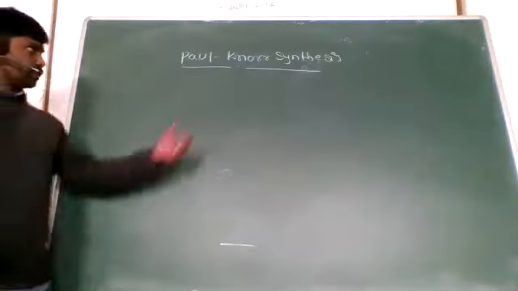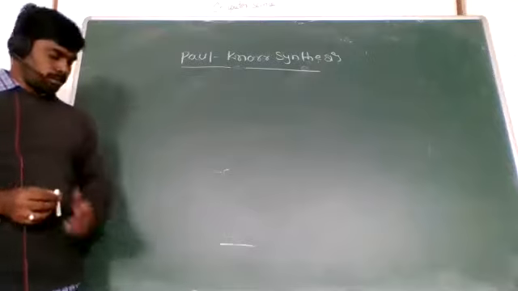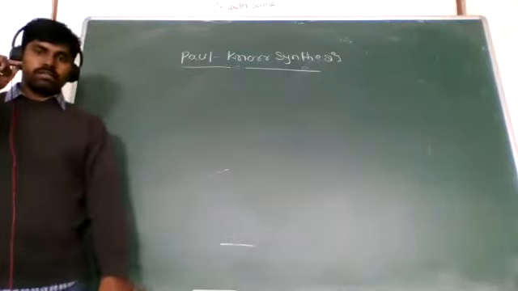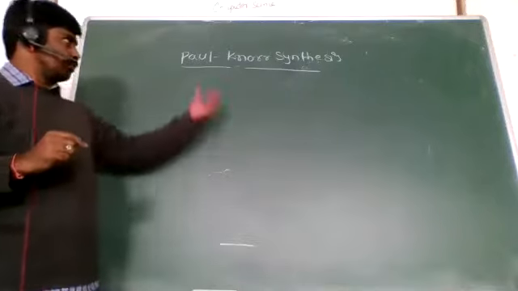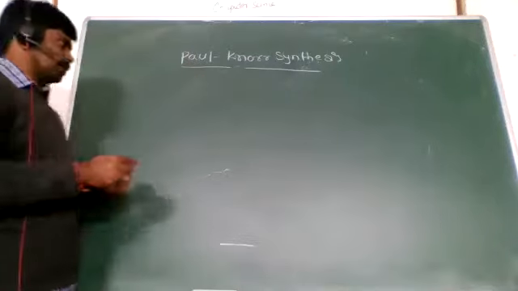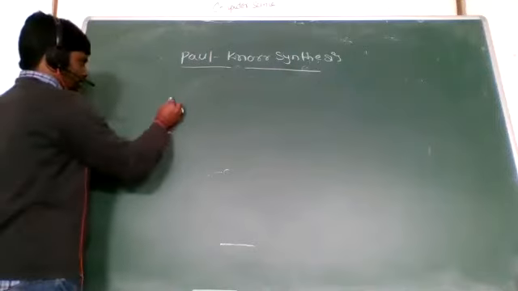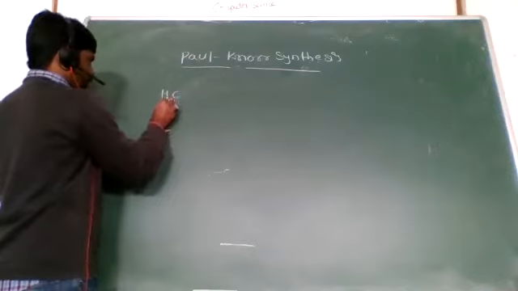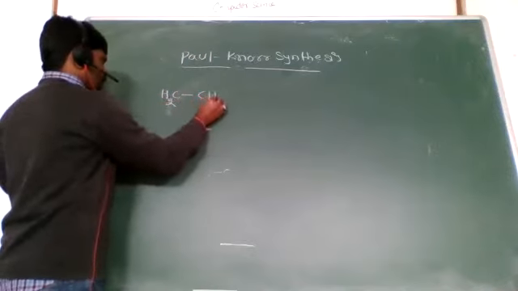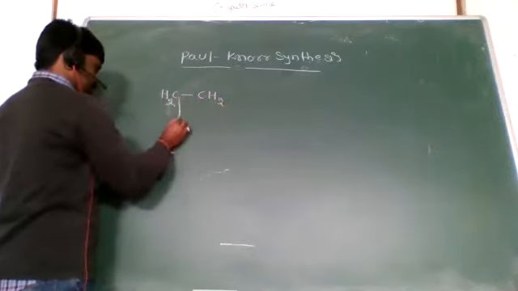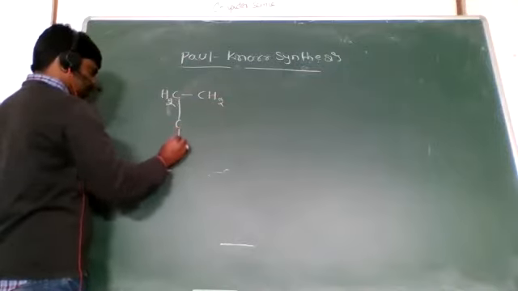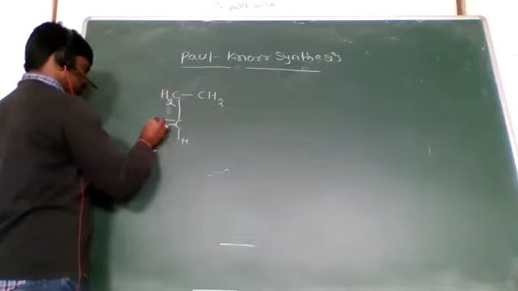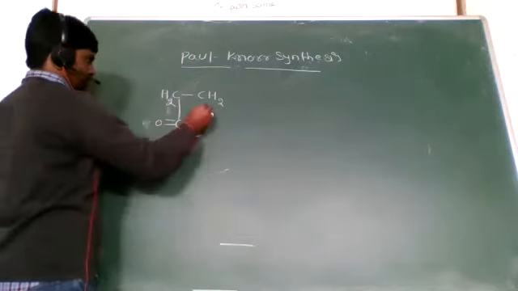Now the next one is the synthesis of five-membered heterocycles. We have to prepare pyrrole, furan, and thiophene from this method. For example, I will take a 1,4-dicarbonyl compound. Here I have taken the 1,4-dicarbonyl compound succinaldehyde. This is succinaldehyde.